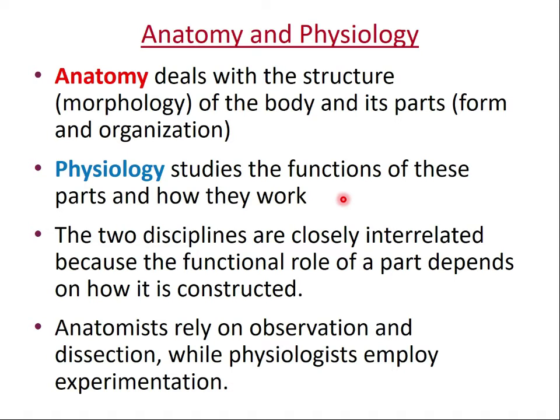Anatomy and physiology are two disciplines that are closely interrelated because function is determined by the structure. So, structure determines function of organs. And when it comes to anatomists and physiologists, anatomists rely on observations and dissections to observe what the structures are and how they relate to other structures. Physiologists employ experimentation. They will need to set up experiments to see how things function.